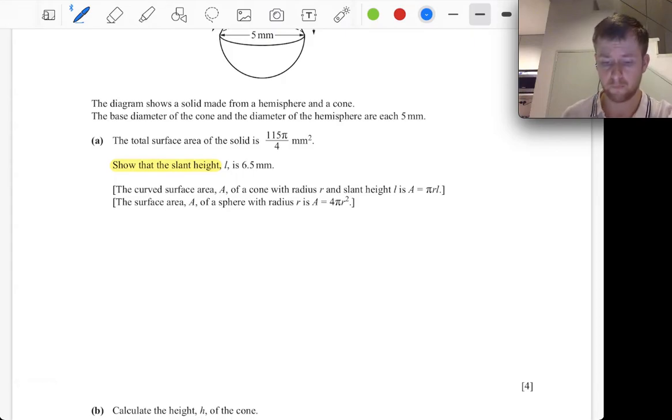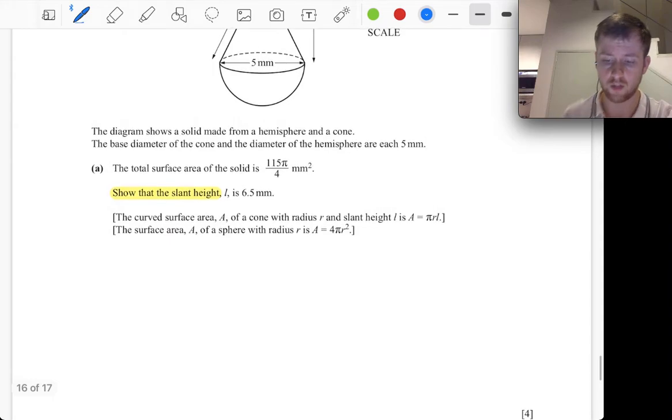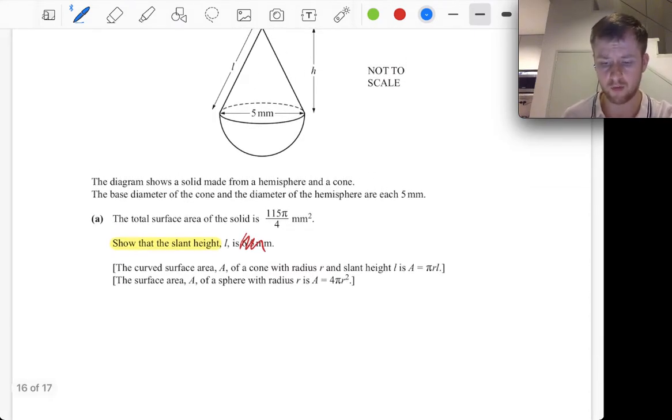So let's do it. Yeah. So slant height, we have to figure it out from this data here. So we basically forget for now that it's 6.5, and we will only remember about this later when we have to check this. Okay, let's try and work this out. So how do we find it?